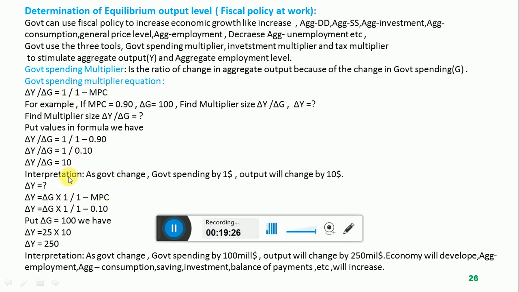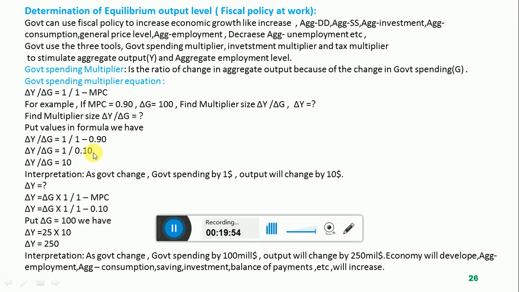That's $10. So now to calculate the change in aggregate output, we will simply multiply the change in government spending with the multiplier size. So I am repeating. Let me proceed. Delta y is equal to delta g multiplied by 1 divided by 1 minus 0.10. So this is actually 1 divided by 0.10.